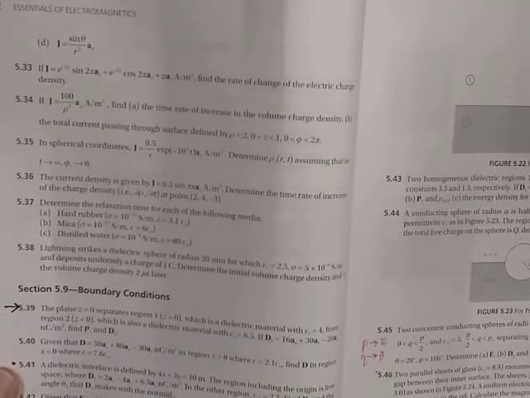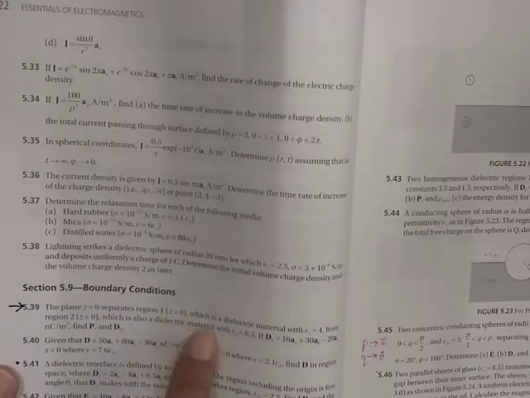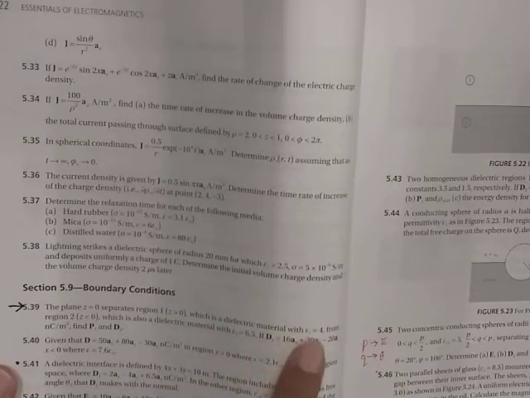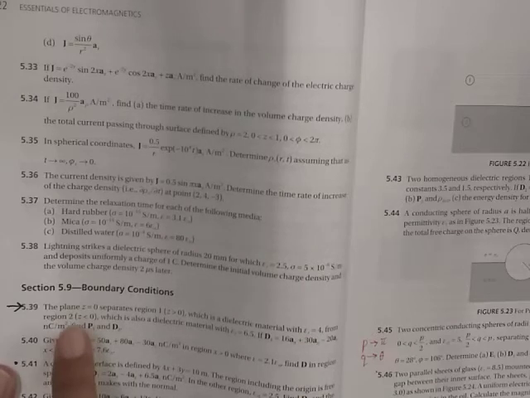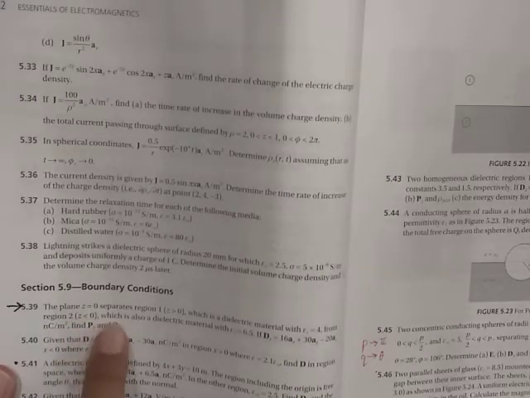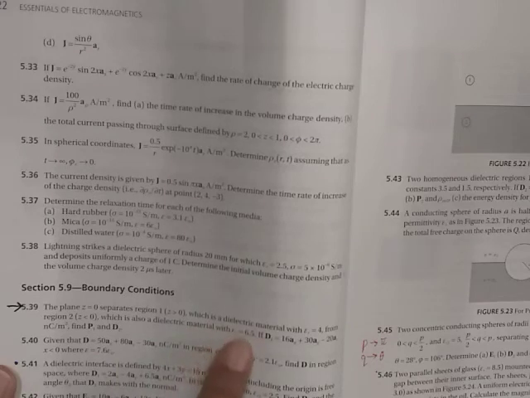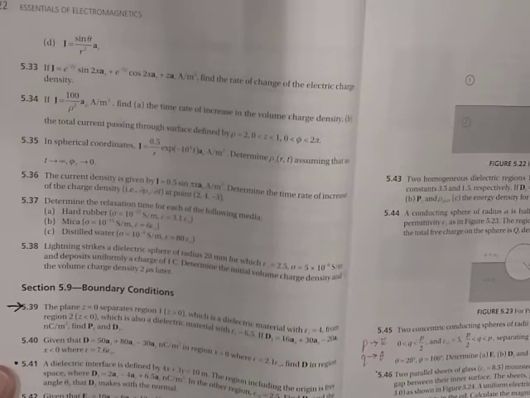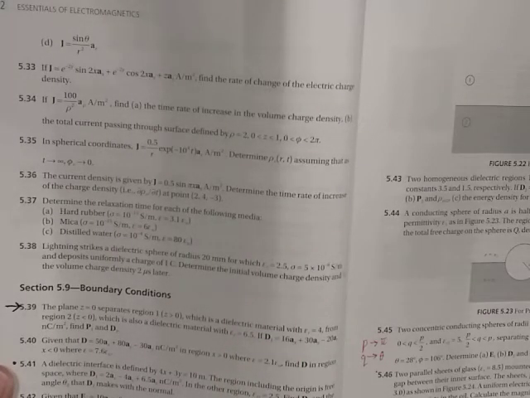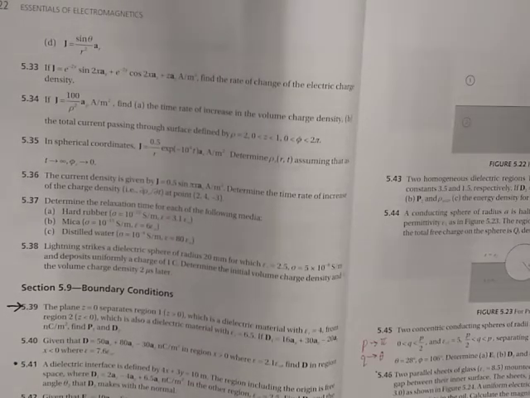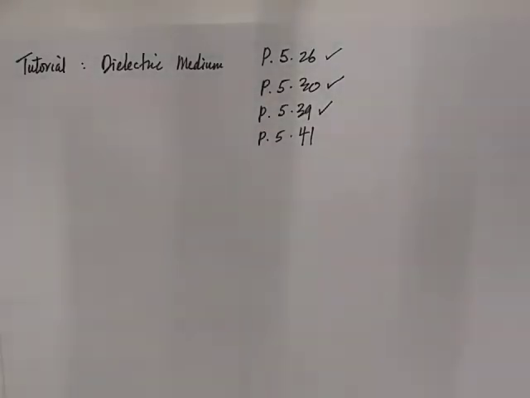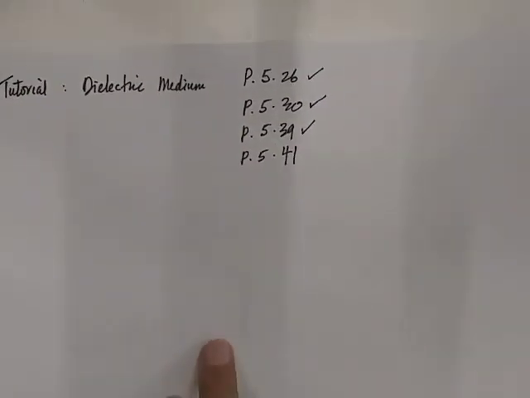Okay, so what is given here: a plane Z equal to 0 separates region 1, defined as Z greater than 0, which is a dielectric material with epsilon r equal to 4, from region 2, Z smaller than 0, which is also a dielectric material with epsilon r equal to 6.5. If D1 is equal to 16x plus 30y minus 20z nanocoulomb per meter squared, find P1 and D2. Therefore, let's redraw problem 5.39.